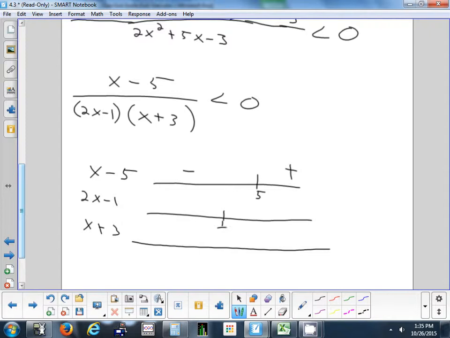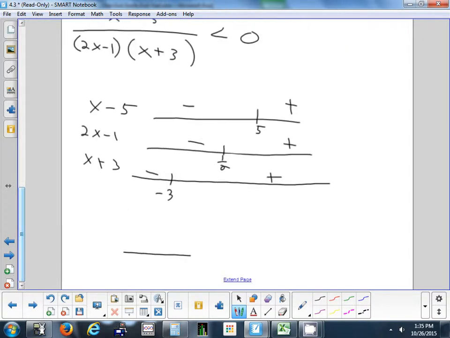Half? Negative, positive. And what would make my third factor 0? Negative 3. Numbers smaller than negative 3 would give me? Yep. Bigger than negative 3? Positive. So now we can make our final number line. We've got negative 3, 1/2, and 5, not to scale. So the sign is going to alternate in each section.